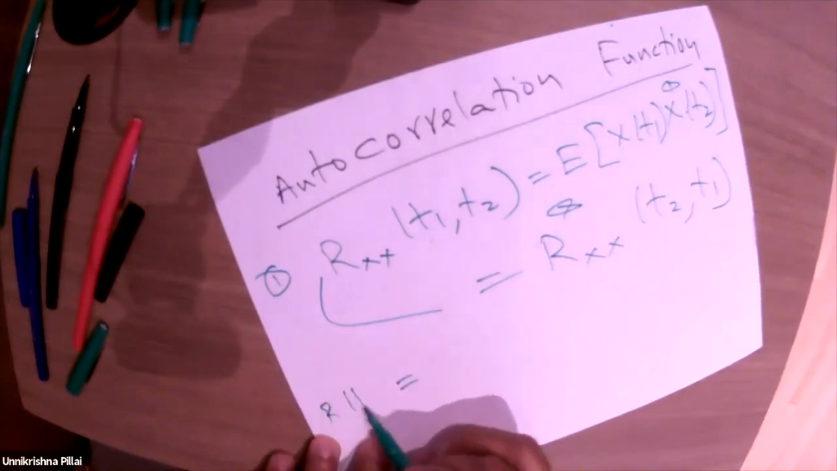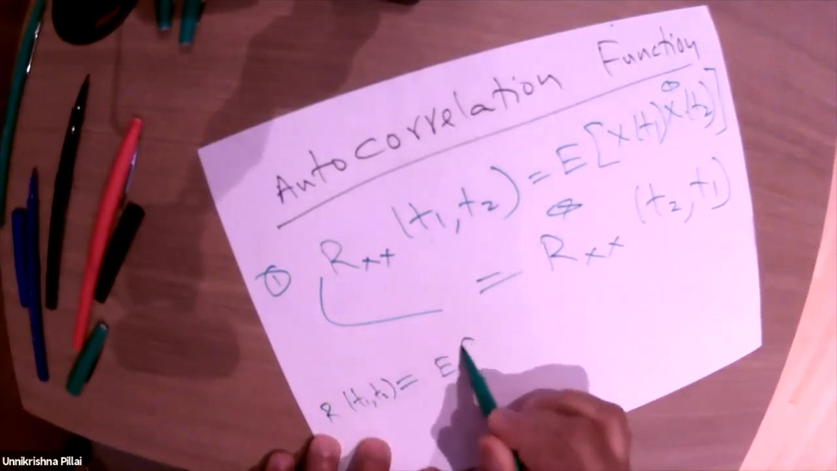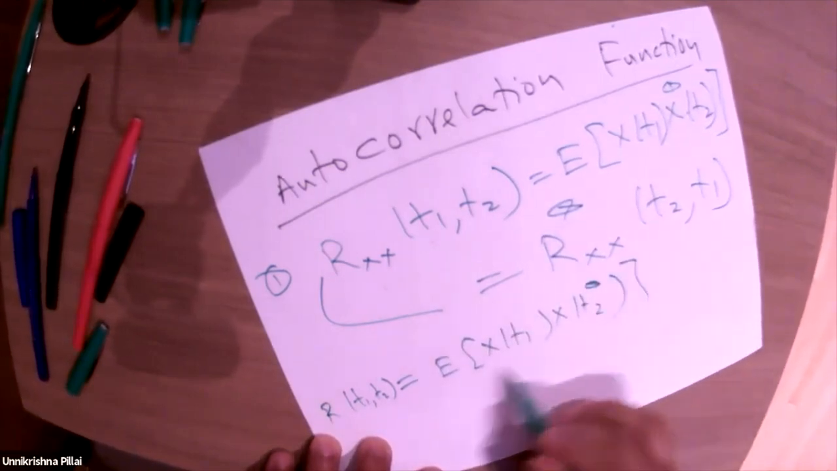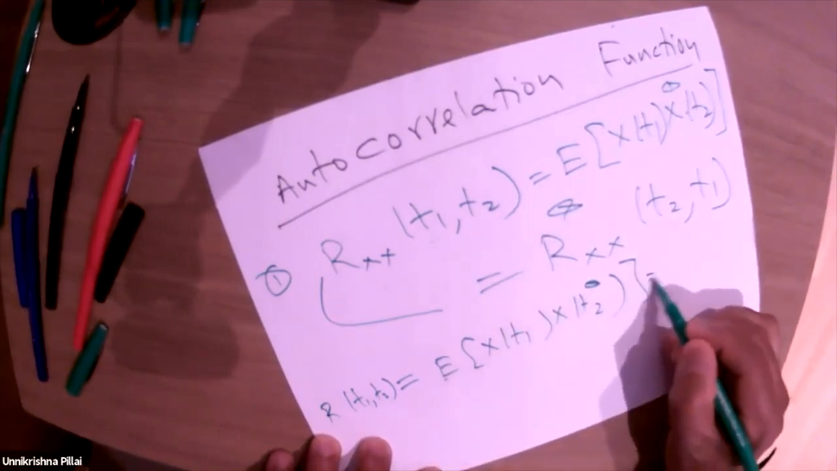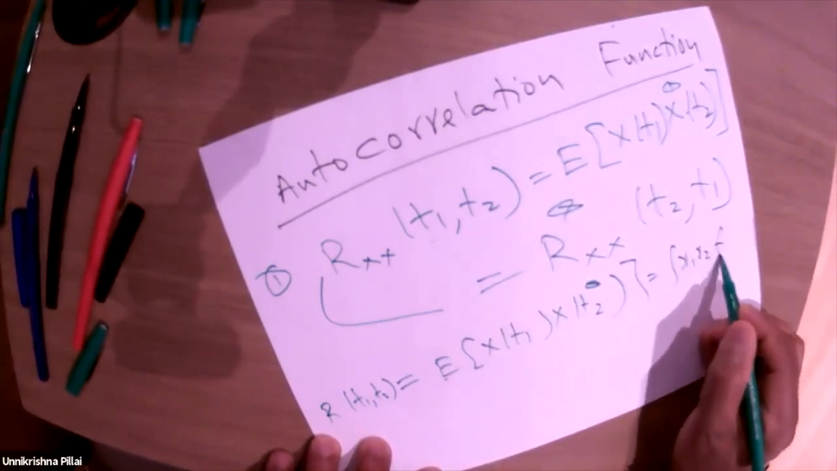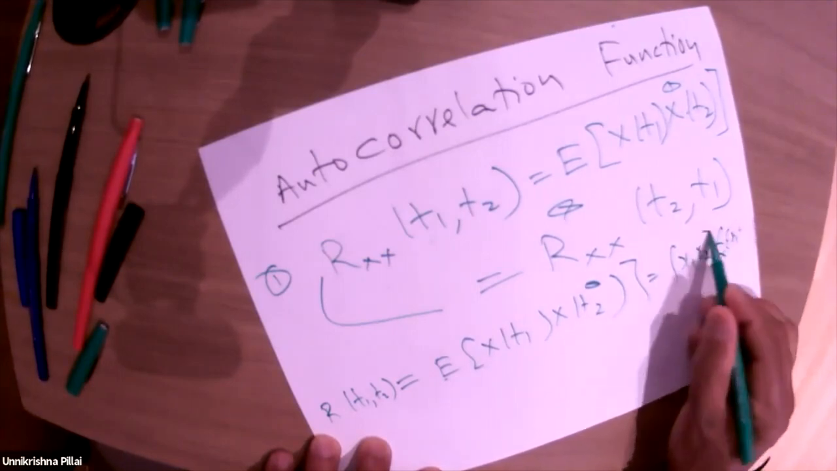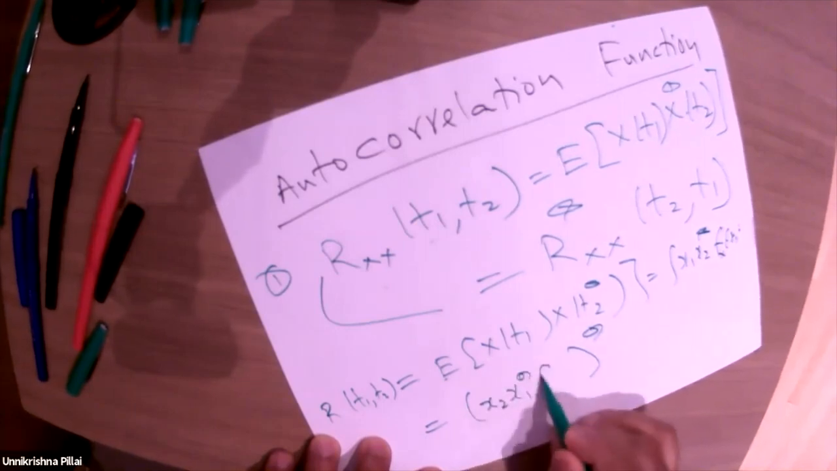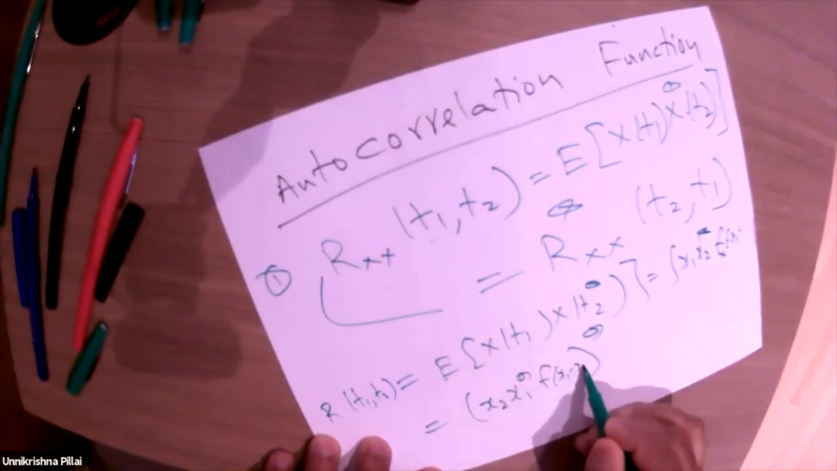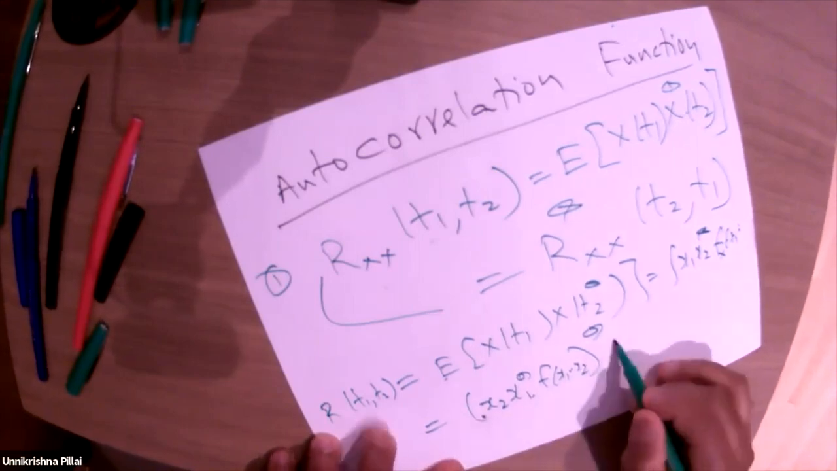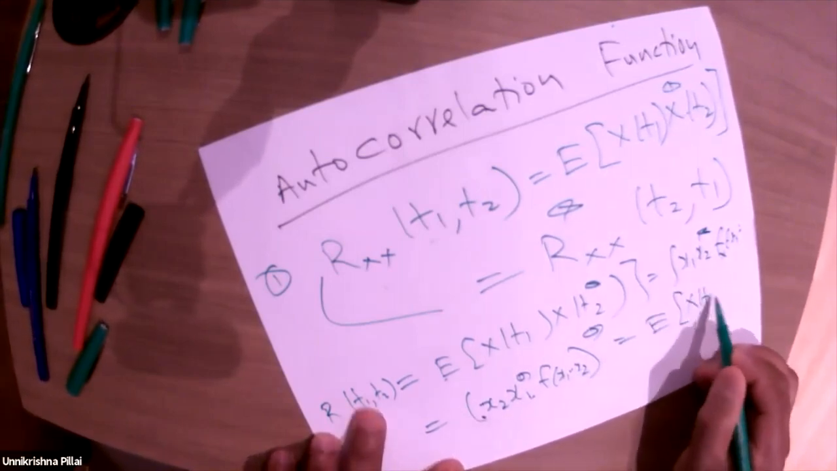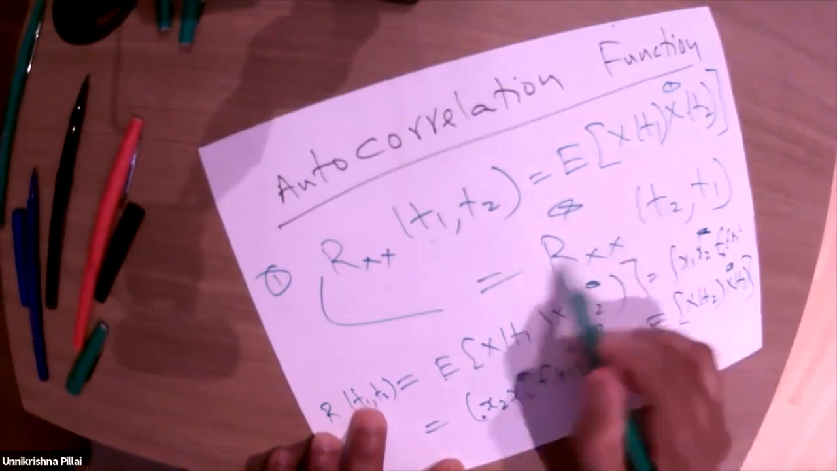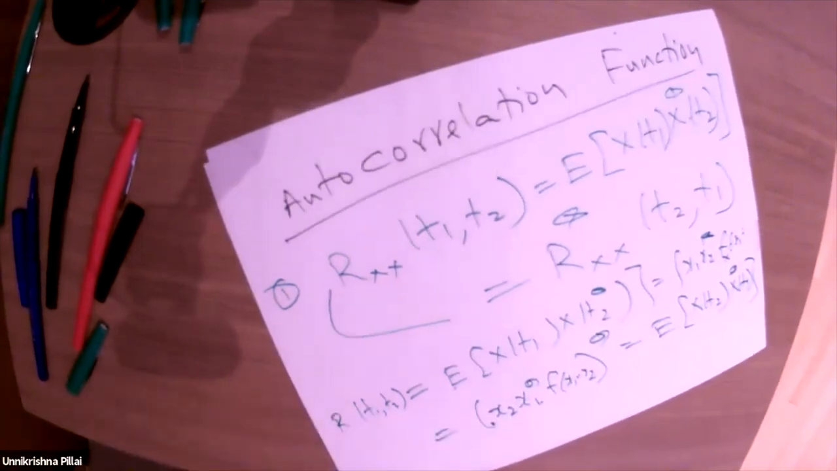So R of T1 comma T2, which is expected value of X(T1), X(T2) star. I can pull out the star. Remember, expectation is what? X1, X2, a density function here, right? So if I pull the star outside, this becomes X2, X1 star, the same density function. So I just flipped it. So this becomes expected value of X(T2), X(T1) star. And that's this. That's how you get that one.